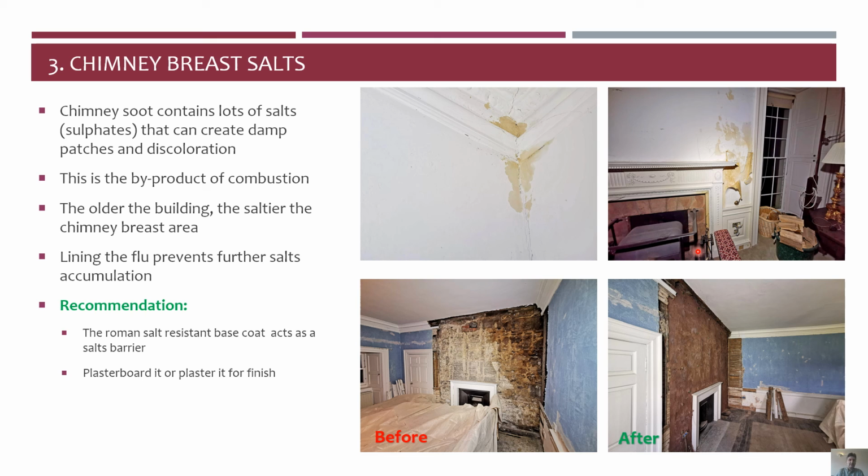And basically here is a very old manor house. You can see the black soot is coming through the walls everywhere, and then applying this salt-resistant base coat on top as a salt filter or salt blocker solves the problem. So this is before, this is after. This is just the base coat, and on top of it you can apply either a plaster or a plasterboard mounted on battens, and the problem is finished, good for the next 50 to 100 years.